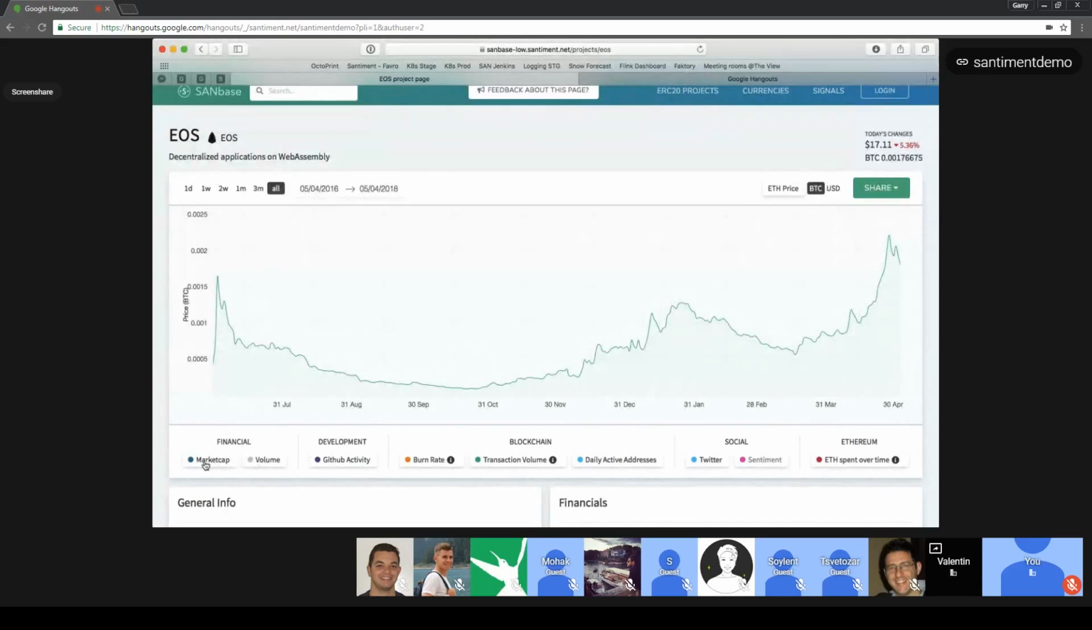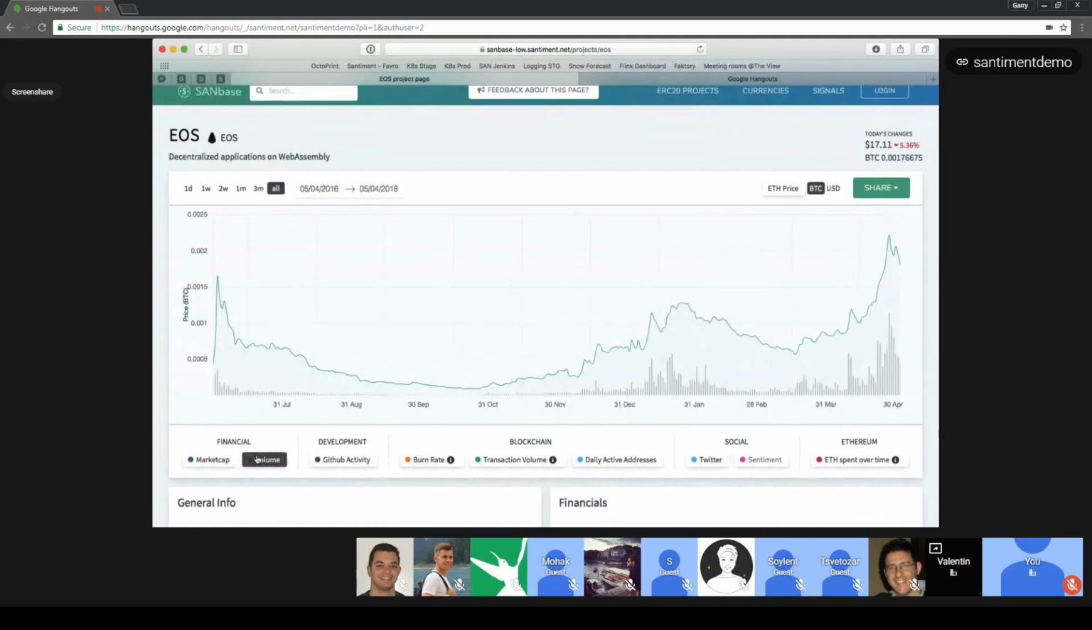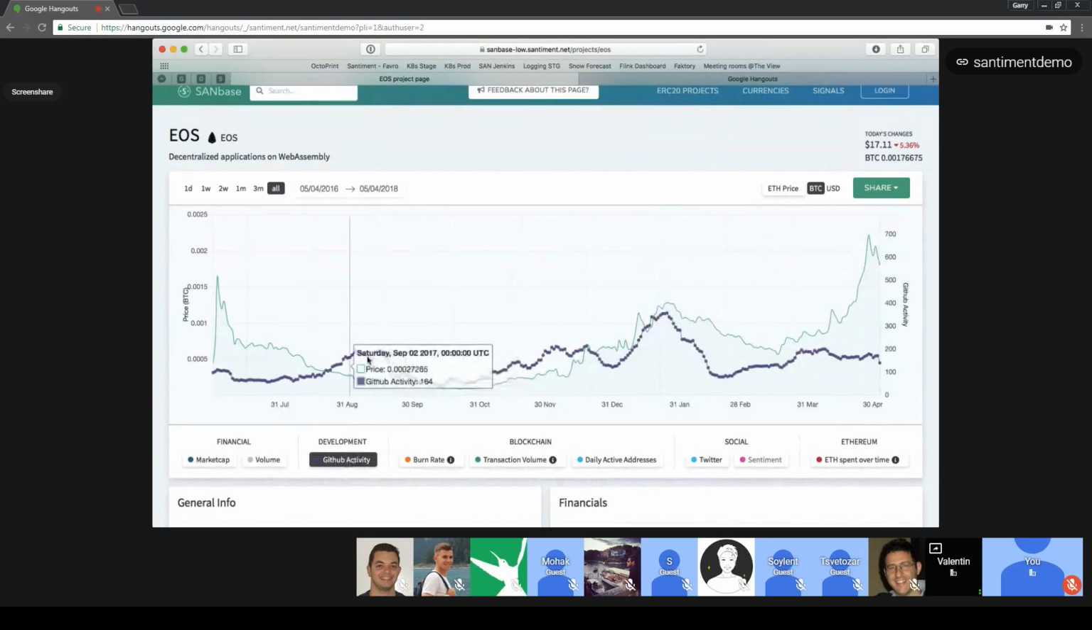Now, probably you're familiar with standard stuff like market capitalization, trading volume. So this is the volume that's being traded on exchanges. Again, pretty standard stuff. You can see that on CoinMarketCap too. And here we have also GitHub activity. You can see how the GitHub activity of EOS progressed over time. And you can see there were some peaks. Actually, it's very interesting to see how the price is also following the development activity.